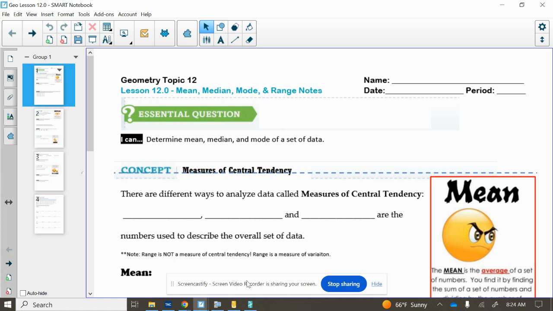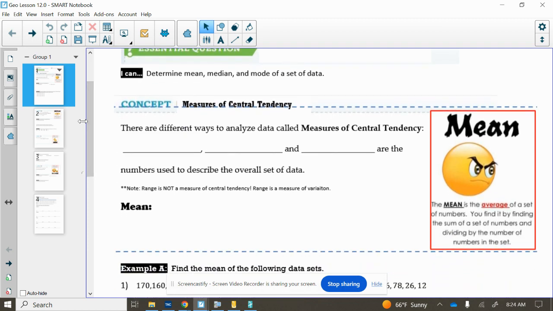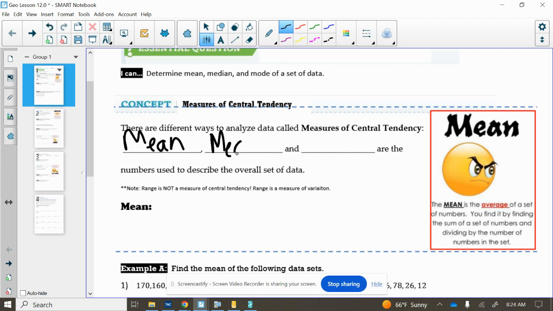Everyone. Today we are going to talk about the measures of central tendency, our mean, our median, our mode, and the range. A reminder that the measures of central tendency are again mean, median, and mode. And these are the numbers used to describe our overall data set. Range is not a measure of central tendency, it's a measure of variation.